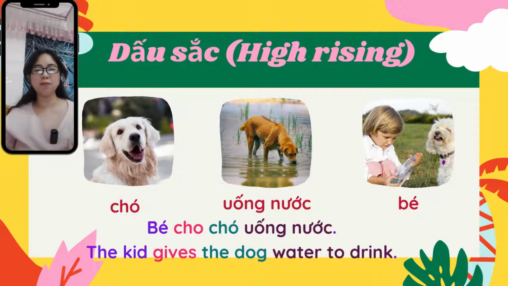When I hear some foreigners, they usually pronounce it like chó with a wide open mouth. But in fact, we don't need to open the mouth widely, just say it normally, like chó. Don't pronounce it like cho, all right? Bé cho chó uống nước. Okay, say again. Bé cho chó uống nước. Very good.